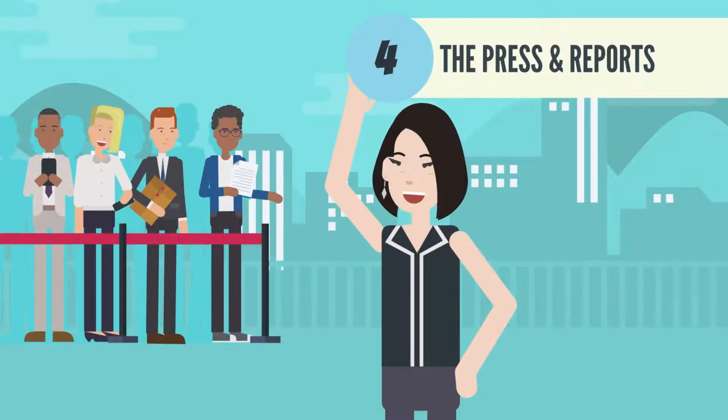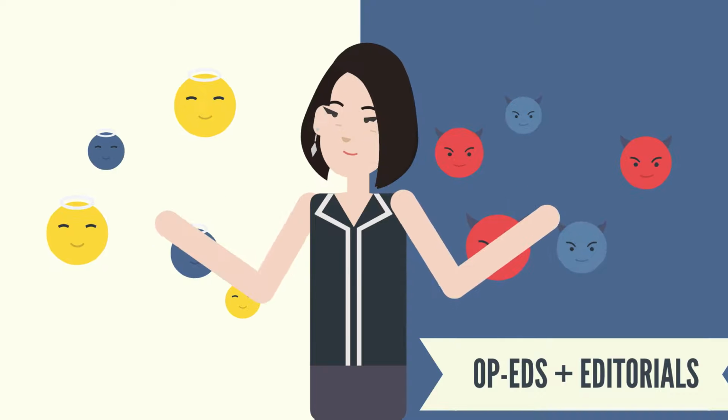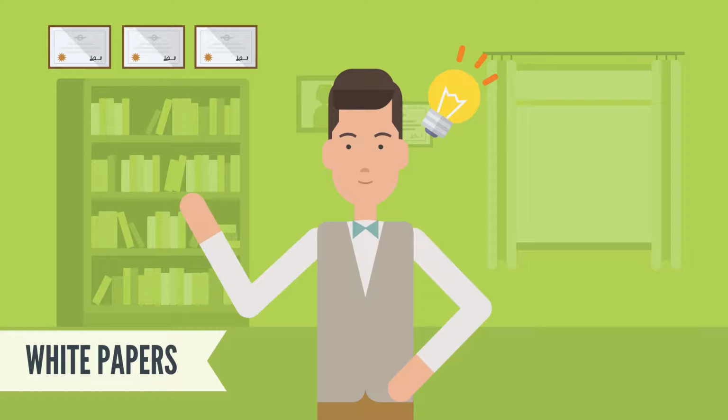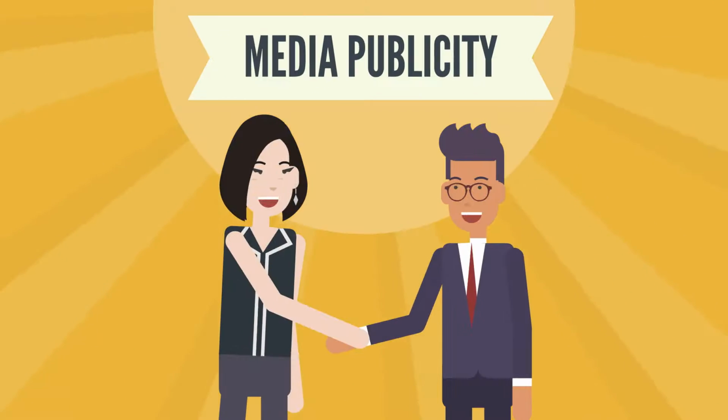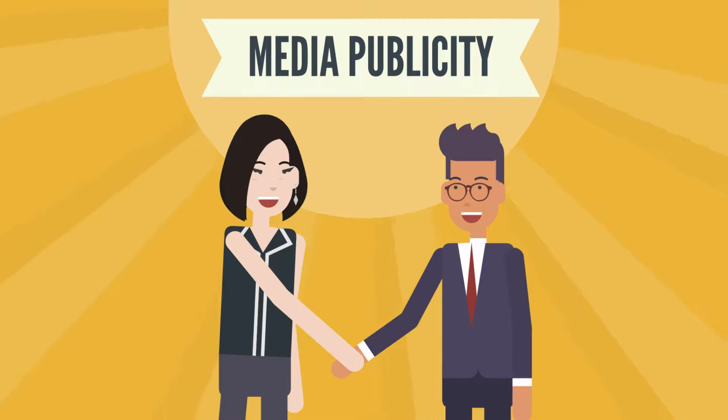Step 4. Interacting with the press. The press publicizes your campaign through opinion pieces like op-eds and editorials, white papers that provide expert advice, or exclusive stories that aren't published at any other outlets or news sources. You can think of these articles as more media exposure to interact with your voters, good or bad.